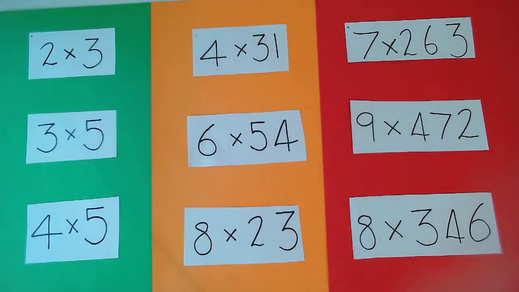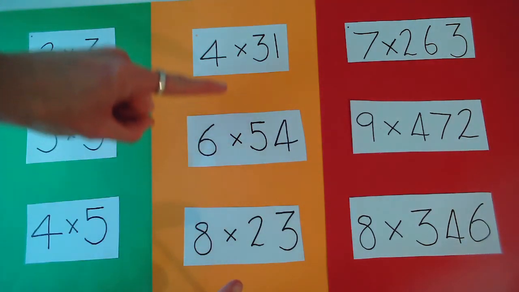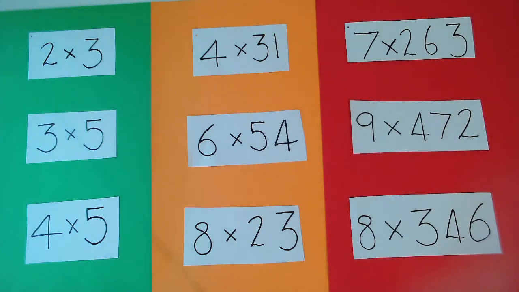So your task for today is to have a go at some multiplication using the grid method. So here we have some green multiplication, some orange multiplications, and some red multiplications. Okay, so you can choose whichever ones you want to have a go at, but what we really want to see is not necessarily the answer, although the answer is important, but what we want to see is you using the grid method. Okay, so pause the screen here and choose which ones you're going to work on.